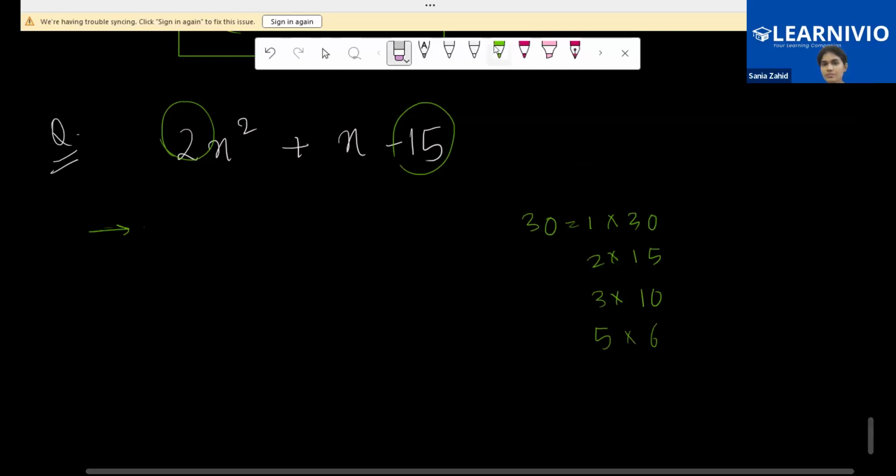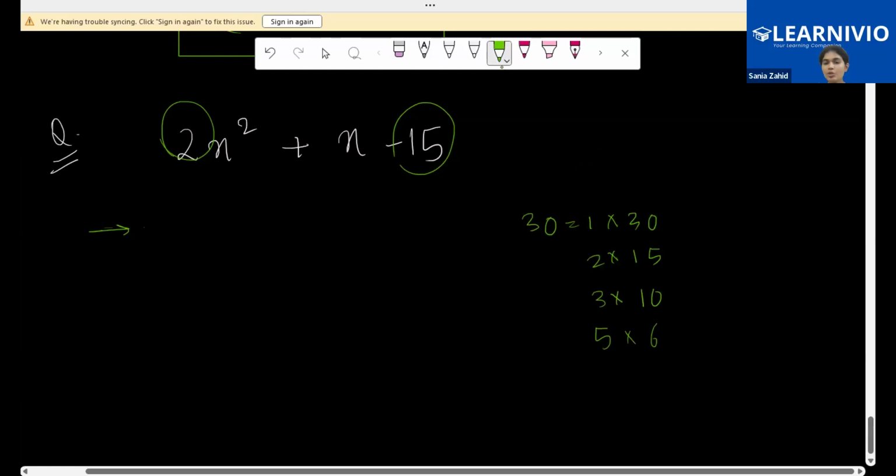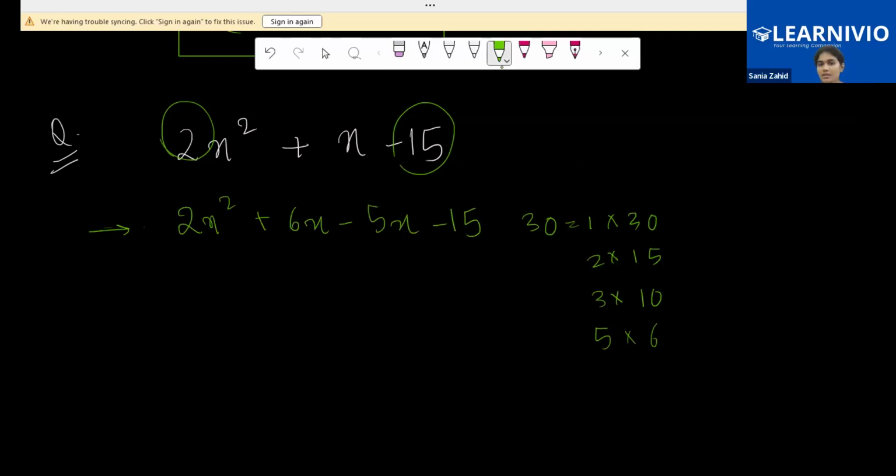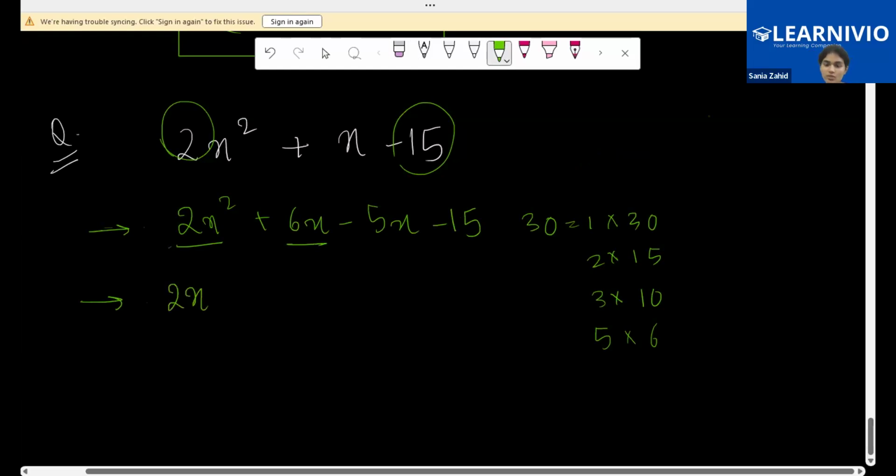Positive 6 and minus 5. Exactly. I take positive 6 and minus 5. So I can break it down as 2x square plus 6x minus 5x and then minus 15. Right? So from 2x square and plus 6x, now Hafsa will tell us, what will I take common? 2, and I will take x also, because x is in both of the terms.